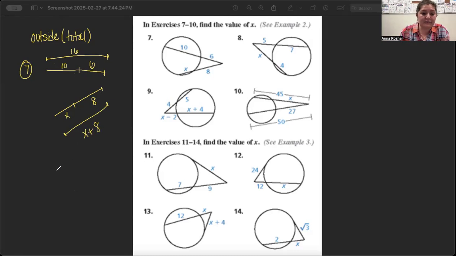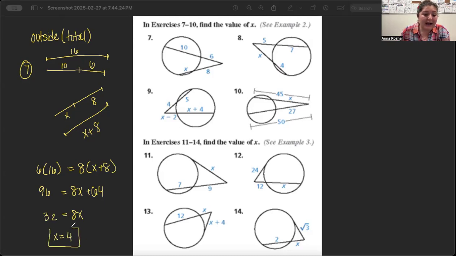So here's where we're at. We're going to take 6, multiply it by 16, and set that equal to 8 times x plus 8. I'm going to multiply things out. So this is 96 equals 8x plus 64. Subtract 64 on both sides. I'm going to get 8x is 32 and x will be 4. I will continue to do the same exact thing every single time.